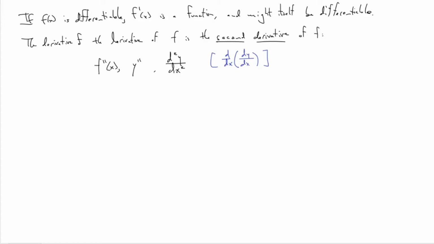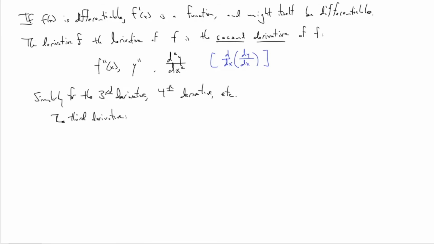And what is the second derivative? Well, the second derivative gives us the instantaneous rate of change of the derivative. And then the fun continues because the second derivative is a function, so it might be differentiable. What do we call the derivative of the second derivative? Well, of course, we call it the third derivative. And the derivative of that is the fourth derivative, etc., etc.